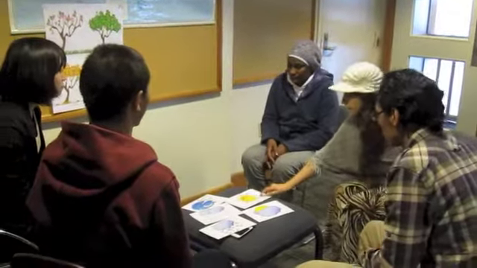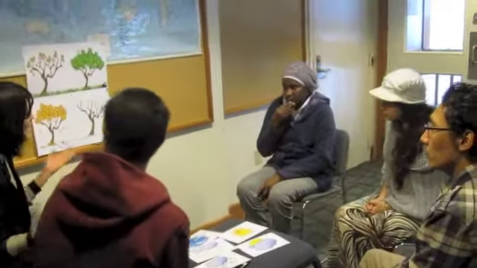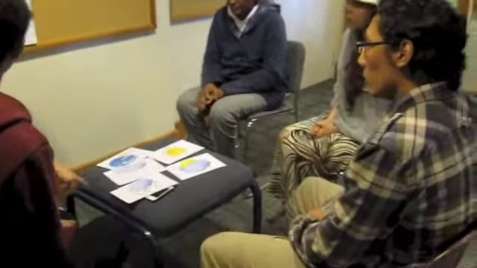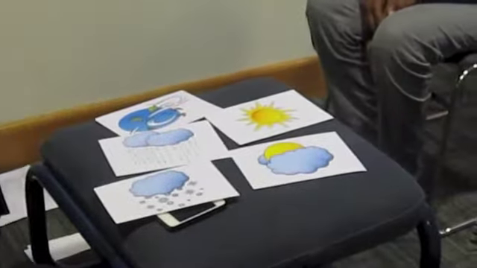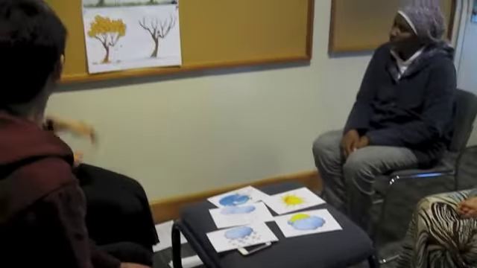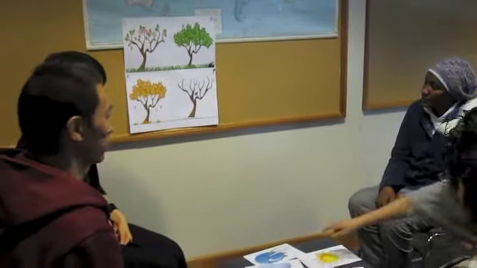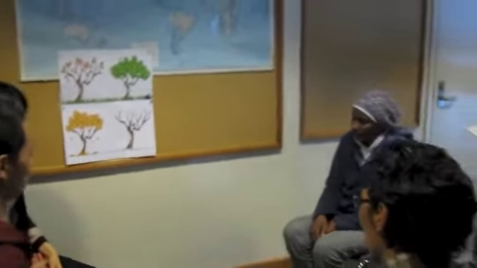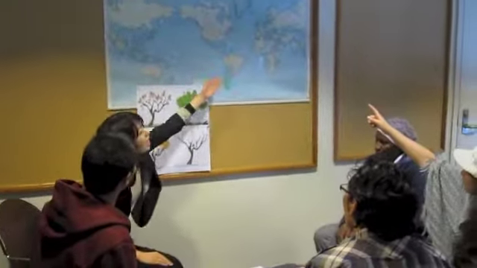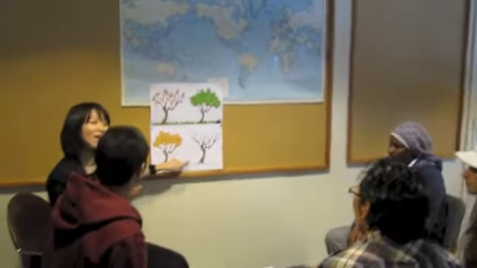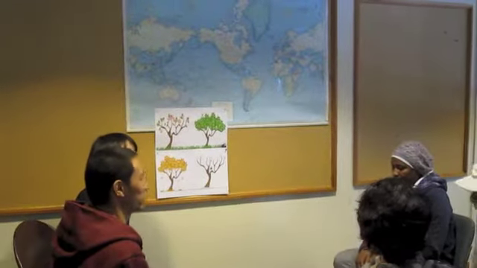Then, how's the weather in Morocco in the summer? It is sunny. Then, how's the weather in Morocco in the fall? It's windy. Okay. Then one more. How's the weather in Morocco in the winter? It's rainy.